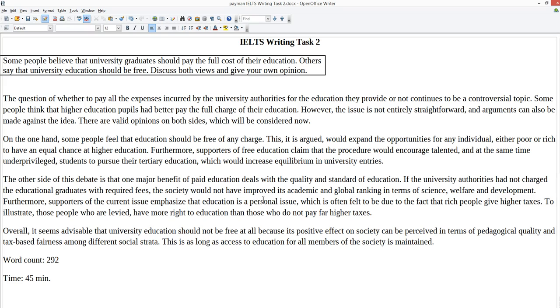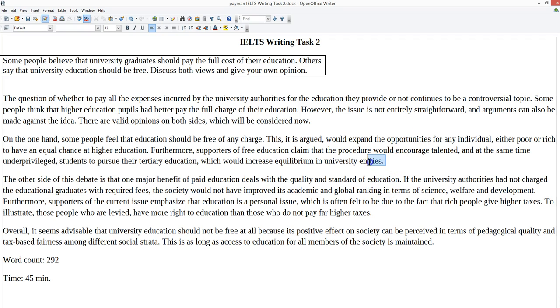Why is that good or bad? Why should they pay? So if it's not shown, well, possibly, but it's not as clear as it could be. If the university authorities had not charged the graduates with required fees, the society would not have proved its academic and global ranking. Well, how does that follow?